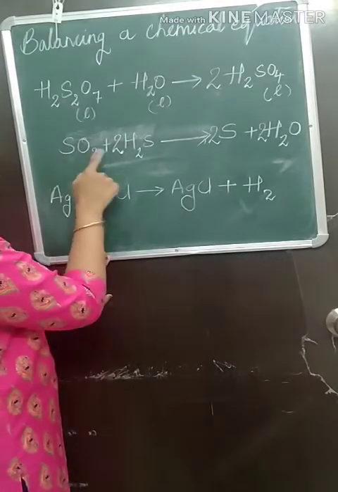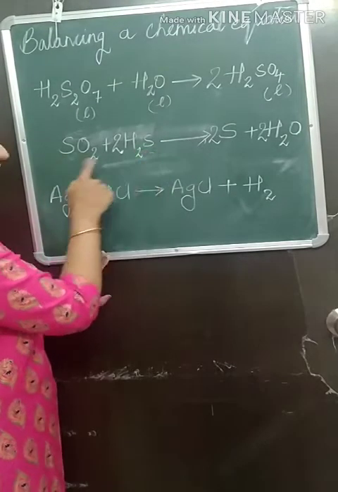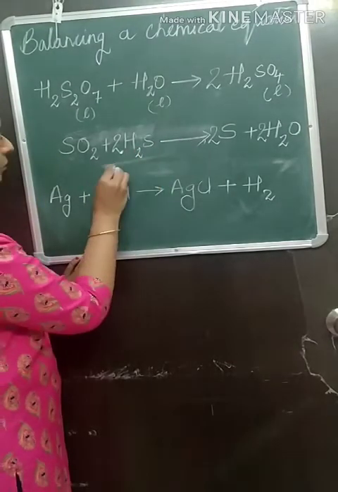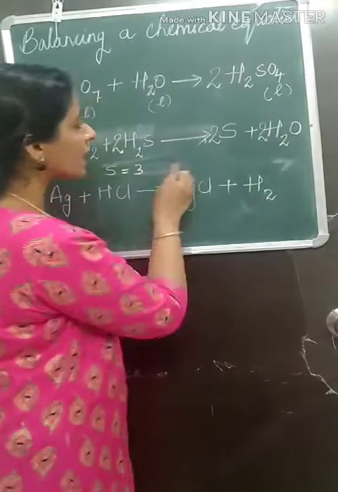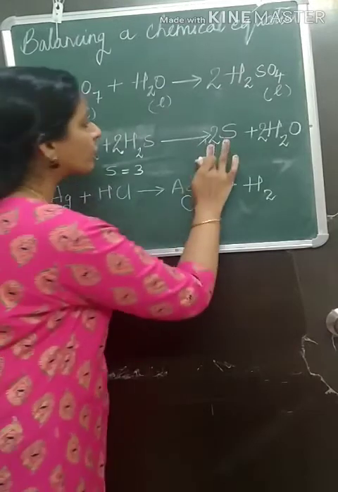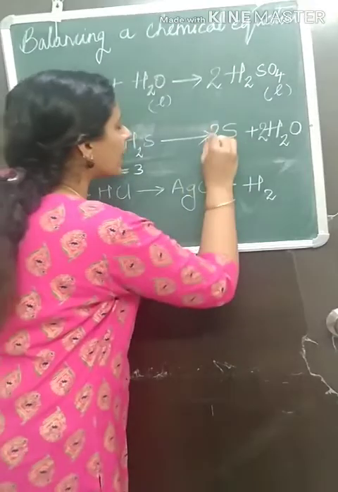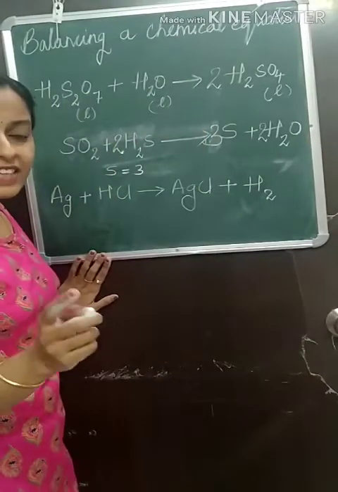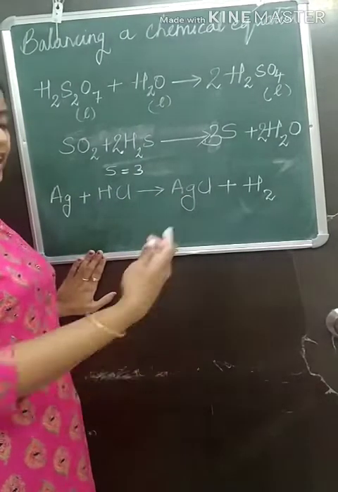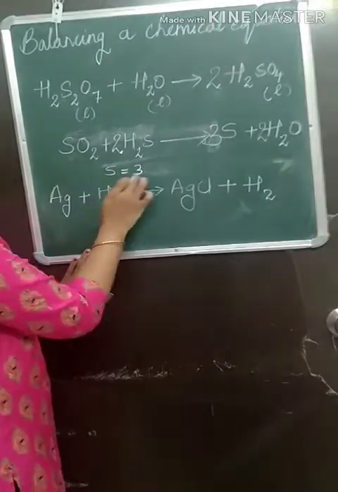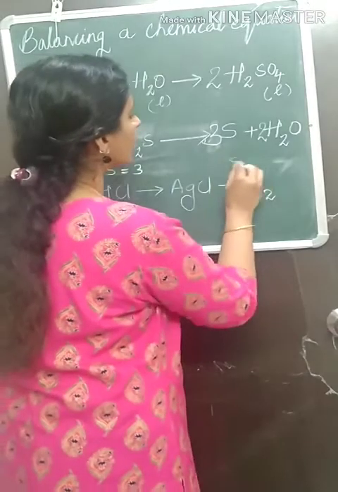Sulfur, 1, and here now you have 2 sulfur. So 1 plus 2, so now you have sulfur here 3, and on the product side you have only 2. So we have to cancel this 2 and make it as 3. That's why I called it the trial and error method. So you have to try and try. Okay. So now you got sulfur 3, and here also you got sulfur 3.